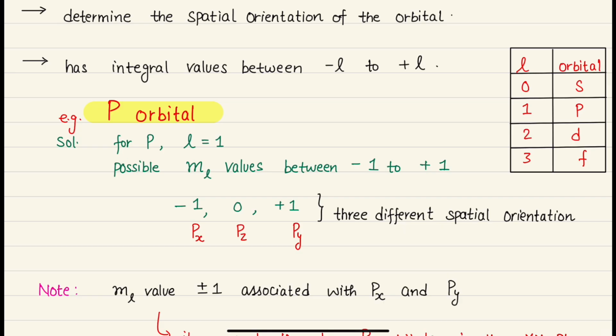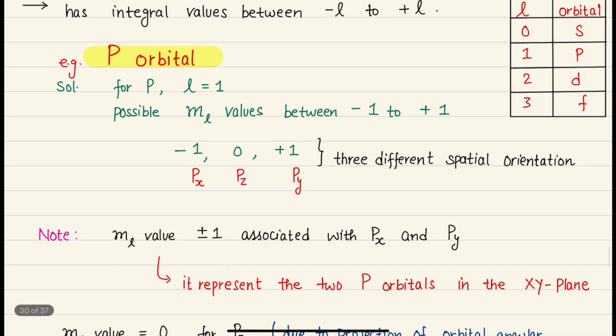Minus 1, 0, plus 1: how many numbers did we get? Three, which means three different spatial orientations of the p orbital. Understood? Generally we write minus 1 as px, 0 as pz, and plus 1 as py.